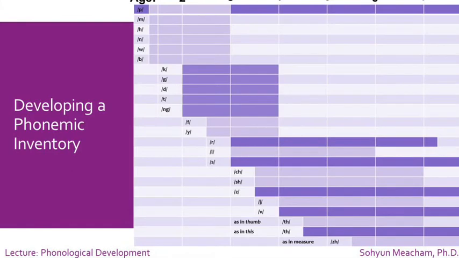Here is a chart that shows the development of English consonants. As you can see in the chart, p, h, w, and b sounds are mastered by age 3, and th sounds as in thumb or this are mastered later. Comparing a child's phoneme production and this chart can give you some ideas of how the child's phonological development is going.